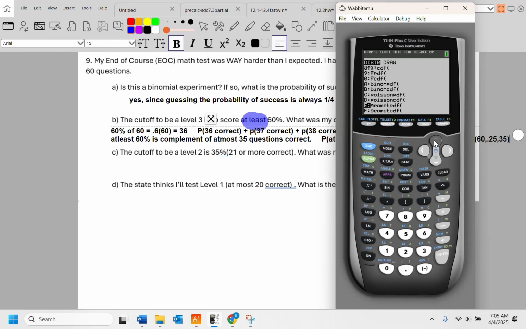Second bar is binomial cumulative density function. We have 60 trials. Probability of success is 0.25 or a quarter, whatever you like, and at most 35. Notice I use the C. The C is for cumulative density function.